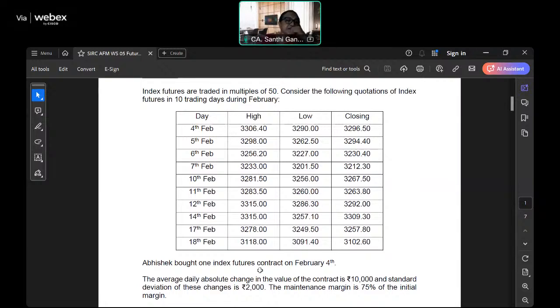So, this is the mean. Average daily absolute change is the mean. Standard deviation of change is given. For a normal distribution, there are only two parameters: one is your mean, the other is your standard deviation. If the average change is 10,000 and you collect 10,000 as initial margin, it means you will have only 50% confidence level. That is the nature of the normal distribution.